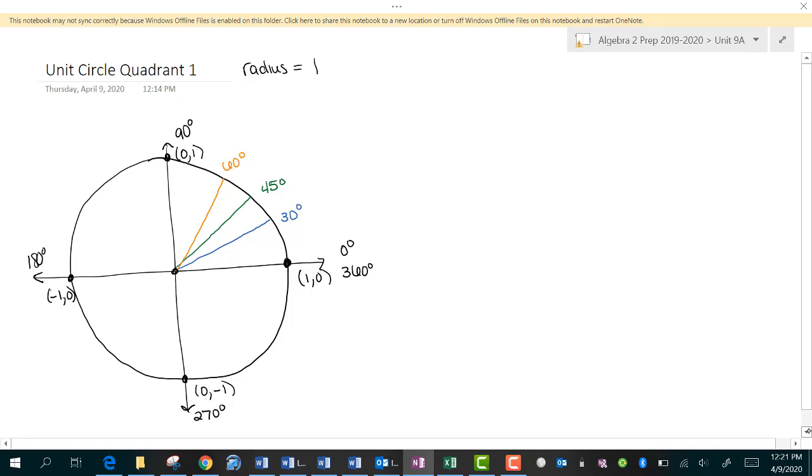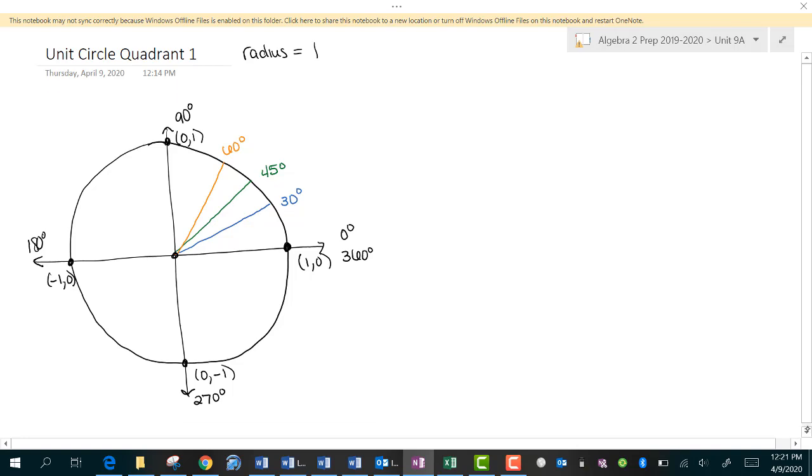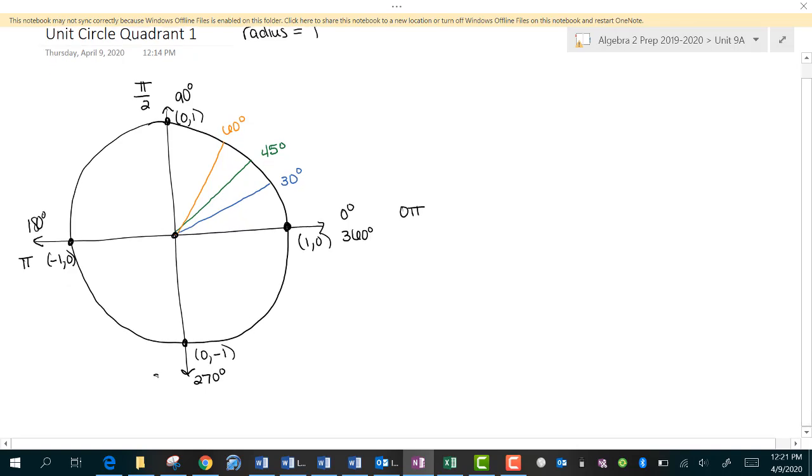Now, many unit circles, and in this course as well, you need to be able to do this in both degrees and radians. So I'm going to go back and actually put the radian measurements as well. 0 degrees would just be 0 pi. 90 degrees, remember, is pi over 2. 180 degrees is just pi. 270 degrees is 3 pi over 2. And then 360 degrees is 2 pi.